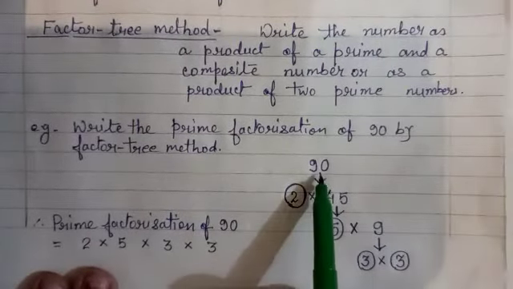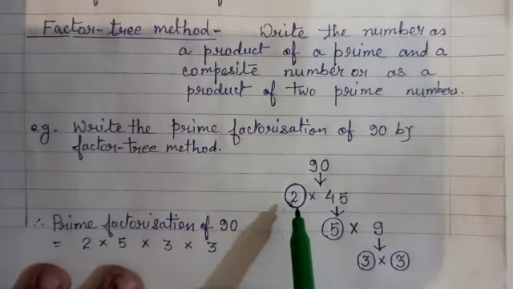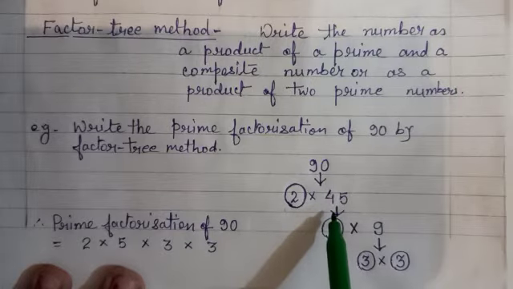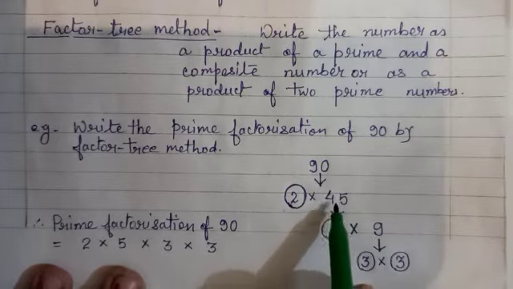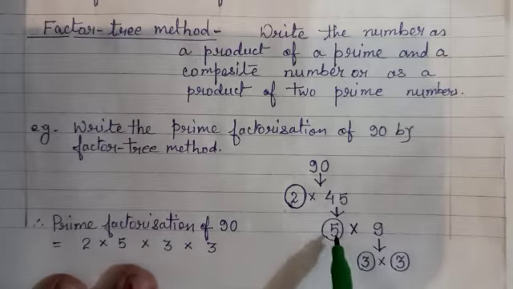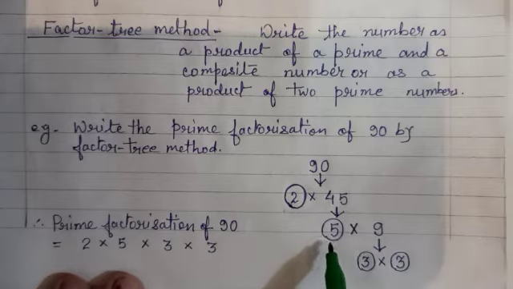Look at here, 90. 90 will be written as the product of 2 and 45. Here 2 is a prime number and 45 is a composite number. Now again this composite number will be written as the product of one prime and one composite or prime. So 45 can be written as 5 into 9. 5 nines are 45, we know that. So 5 into 9. Here 5 is the prime number and 9 is the composite number.